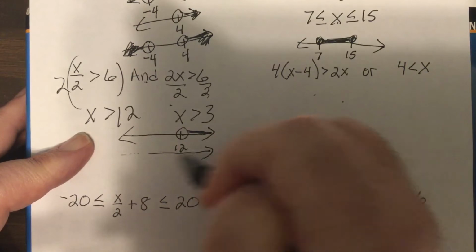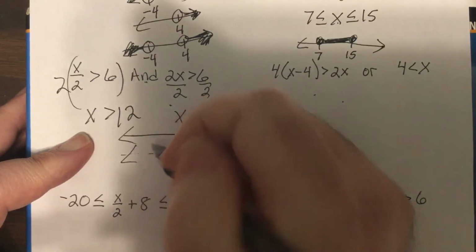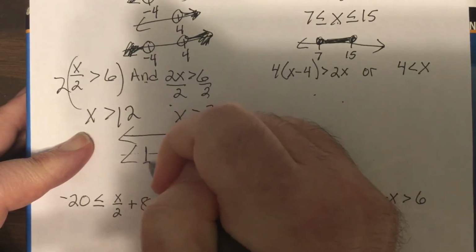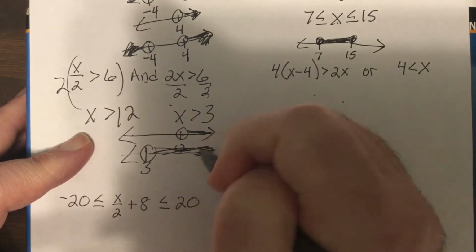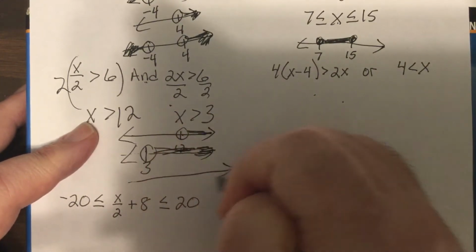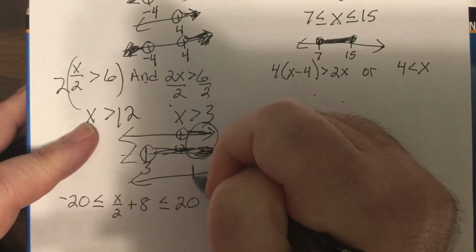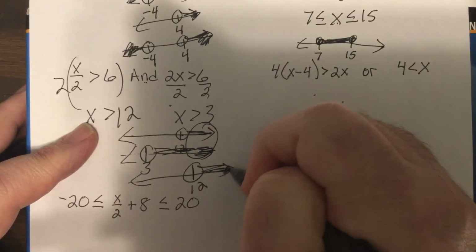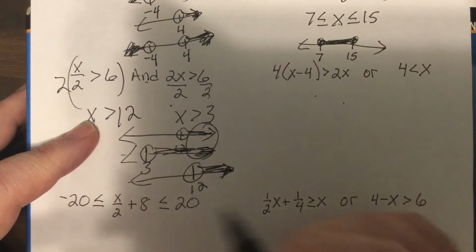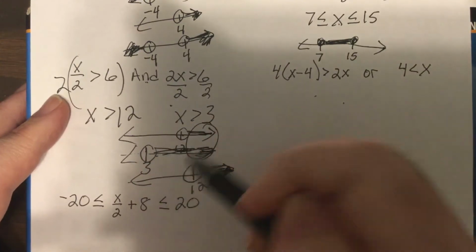Here's greater than 3. Now remember that and says it has to be true for both. So where's their shading for both? Well, everything greater than 12. So when it's the same direction, and is the shorter one, or is the longer one. If this would have been or, then it'd be bigger than 3.